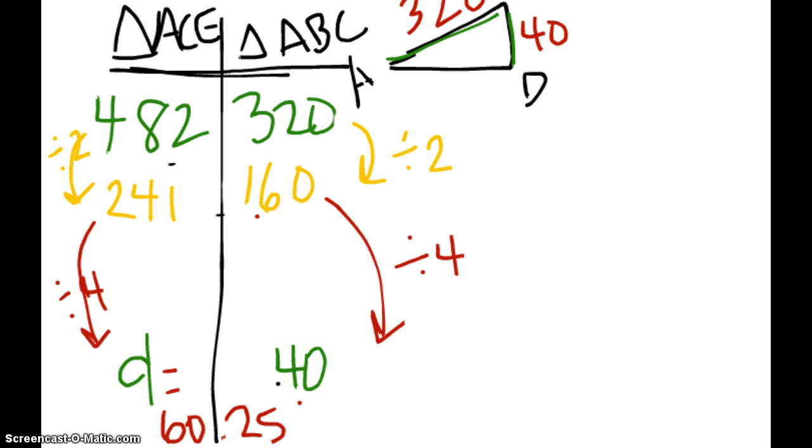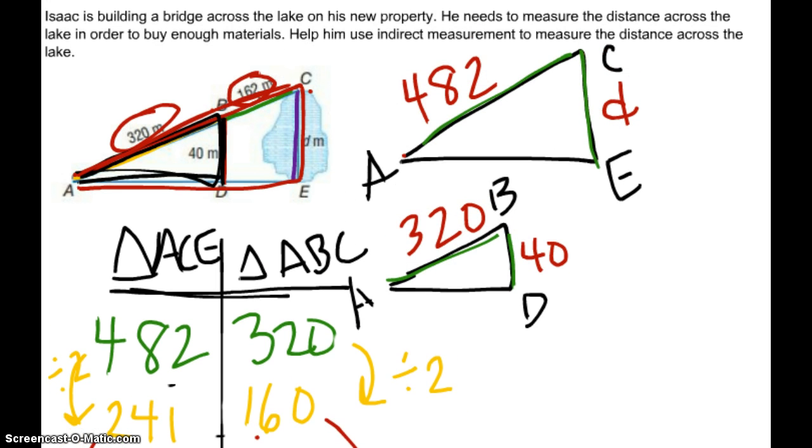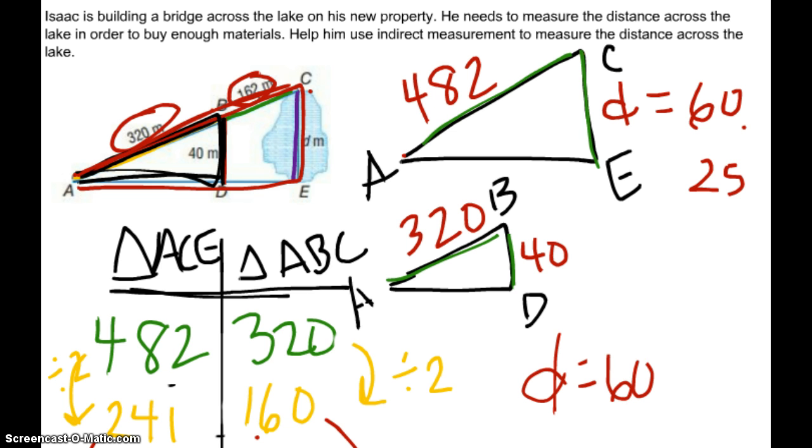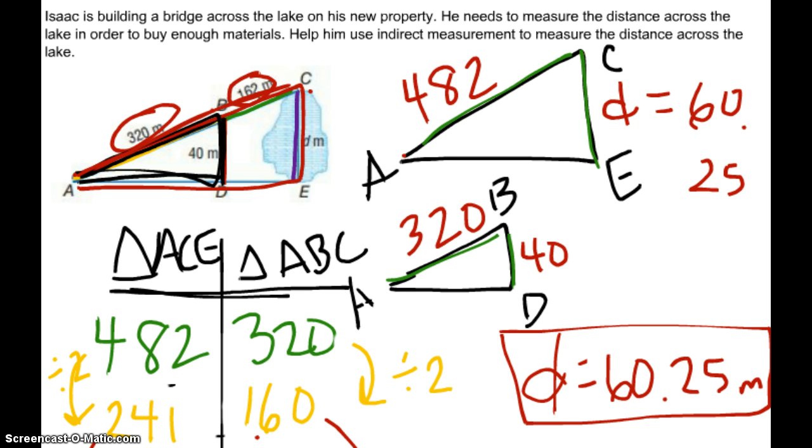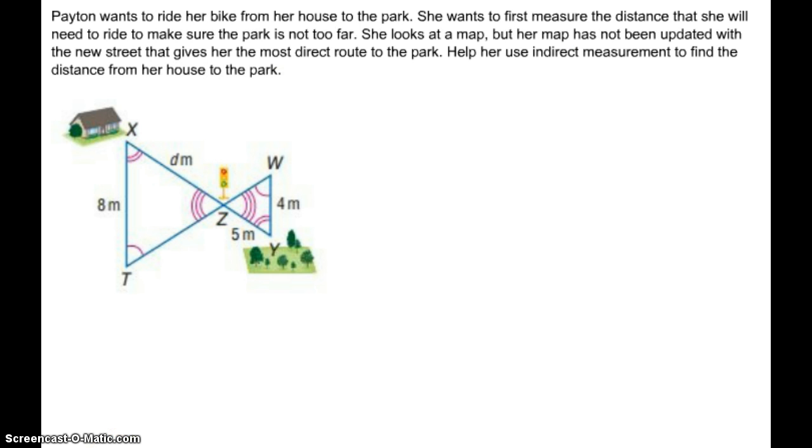So the distance across the lake, or D, is 60.25 meters. Let me write that over here. D is 60.25 meters. So Isaac will need to buy enough material to cover 60¼ meters. All right, read this problem, write it down in your notebook as well.